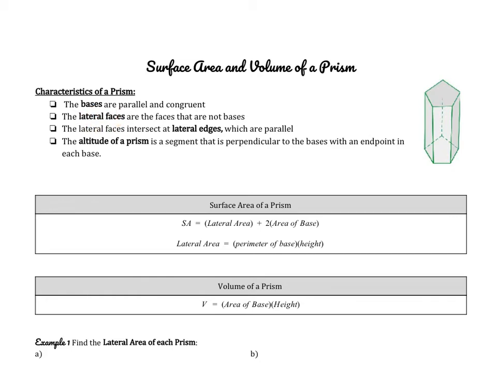The lateral faces intersect at what are called lateral edges. So here, here, here, here, and here, and they're always going to be parallel. And last, the altitude of a prism is a segment that is perpendicular to the bases with an endpoint on each base. So you could use one of the lateral edges as an altitude.